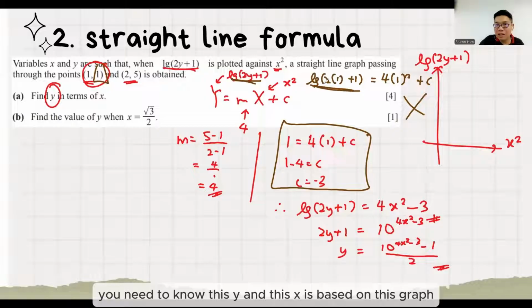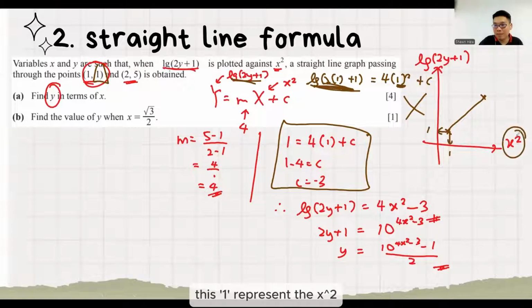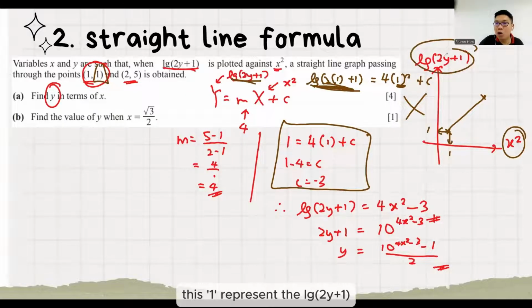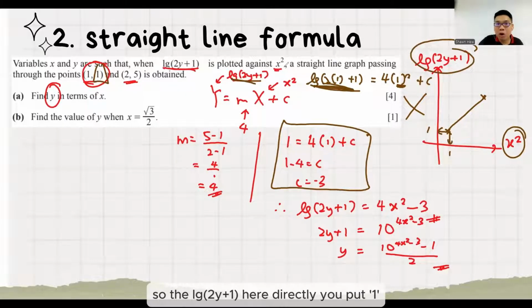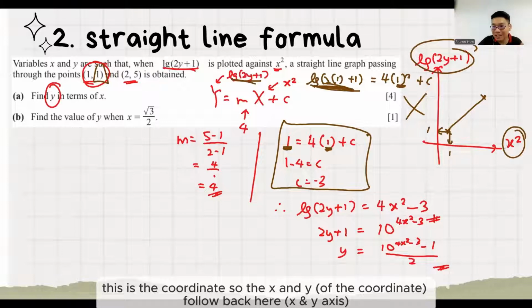You need to know this y and this x is based on this graph. This one represents the x squared. This one represents the lg 2y plus 1. So the lg 2y plus 1 here, directly you put 1. The x squared here, you directly put 1. This is the coordinate. So the x and y follow back here.